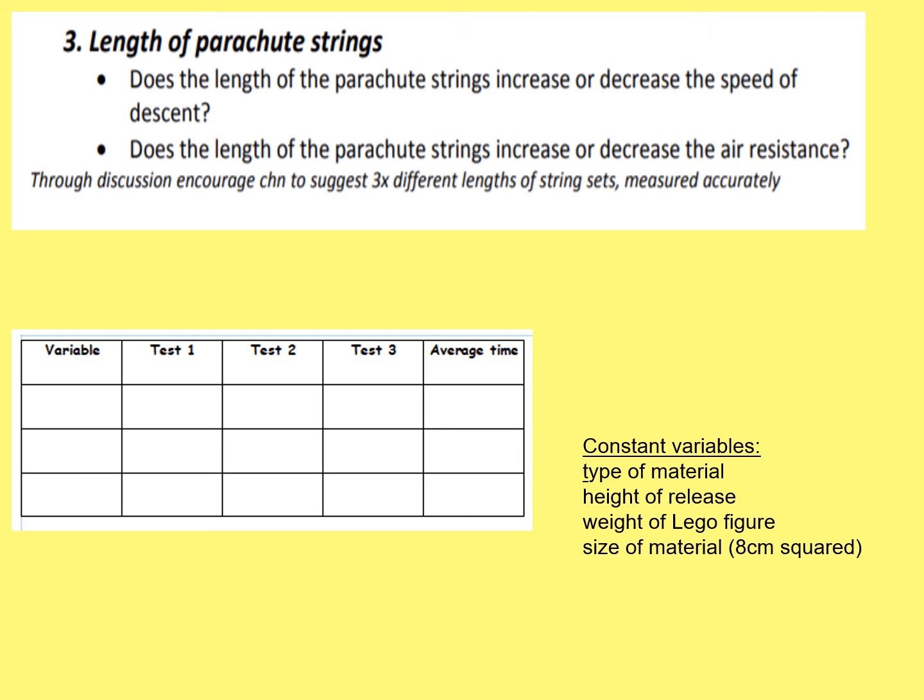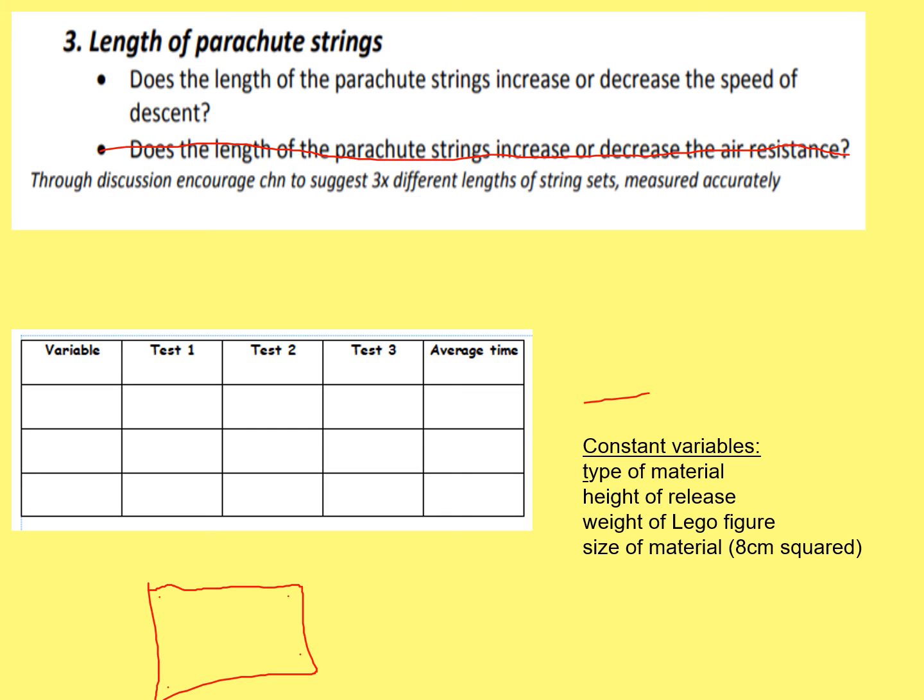So does the length of the parachute strings increase or decrease the speed of the descent? Again, we might start off very similar to the size of the parachute, is the length of the string. Each string from the 4 corners of your parachute, those 4 corners connected to the little Lego man in the middle, they're going to start off quite small, 5 centimeters maybe, 10, and then 15, and working through.